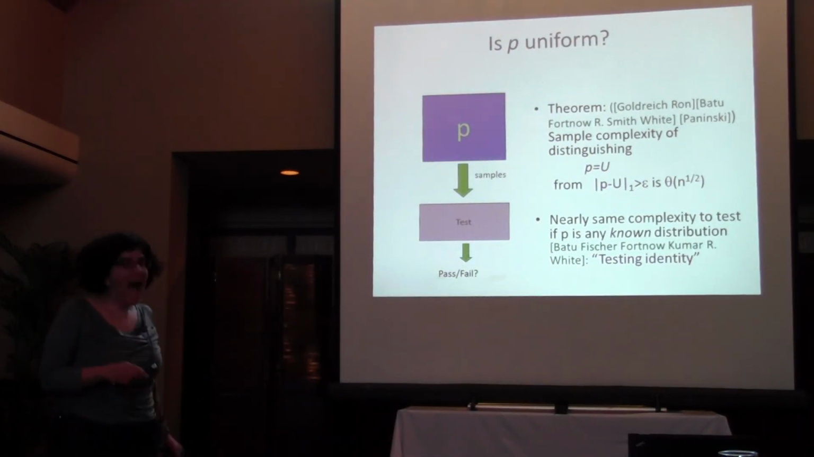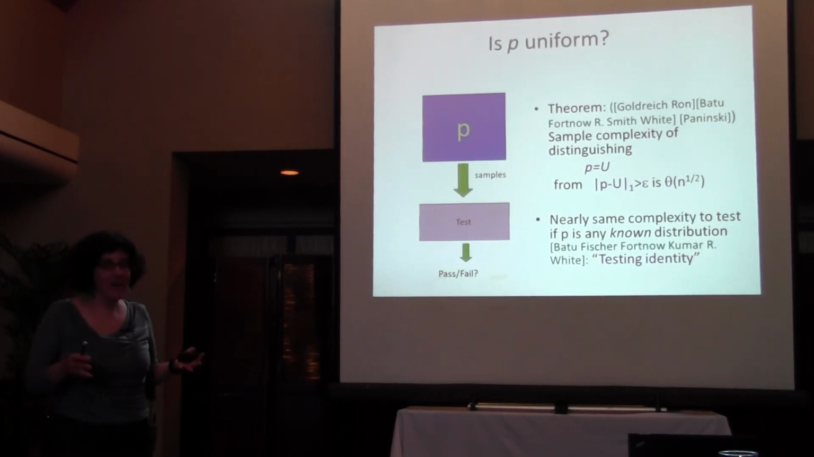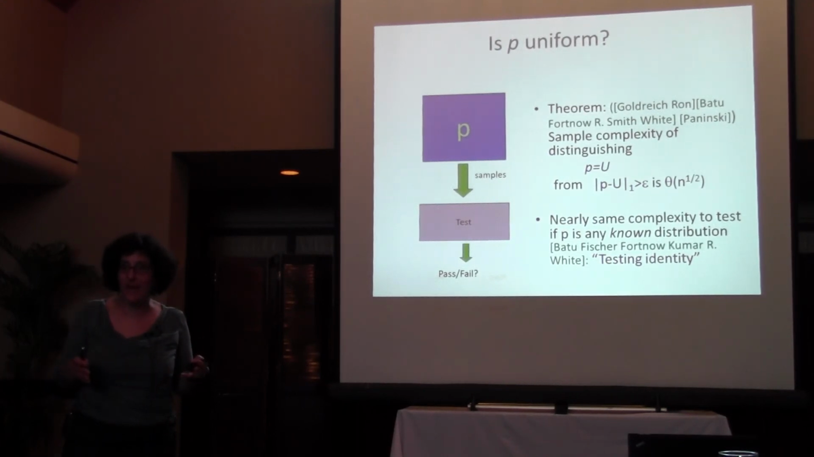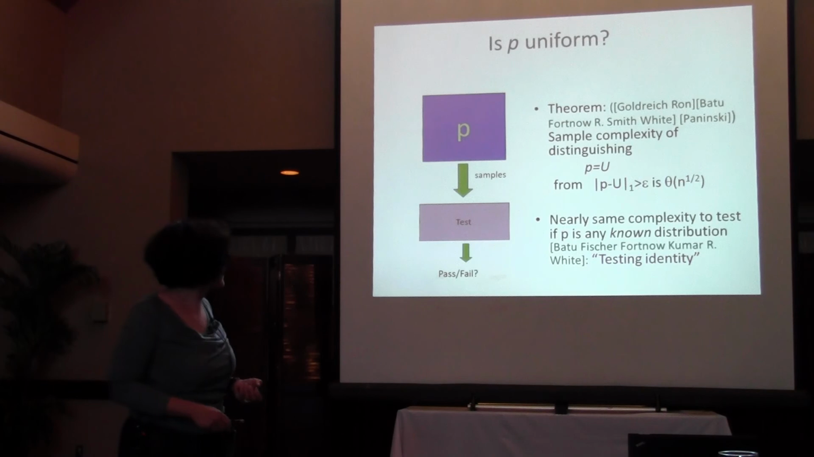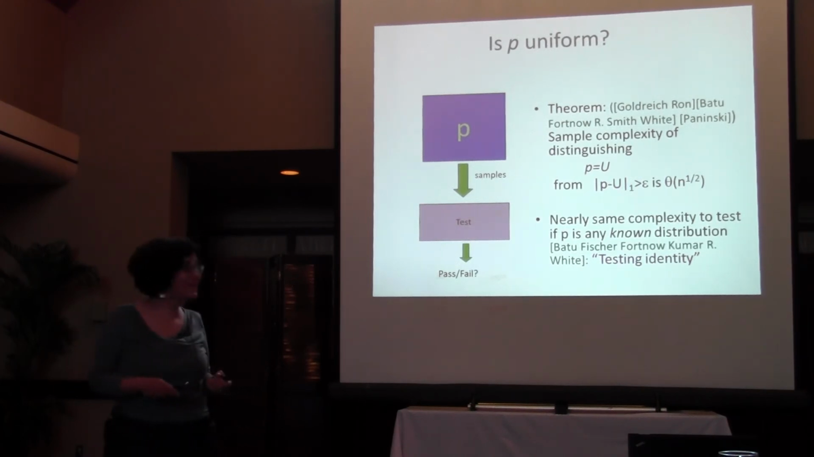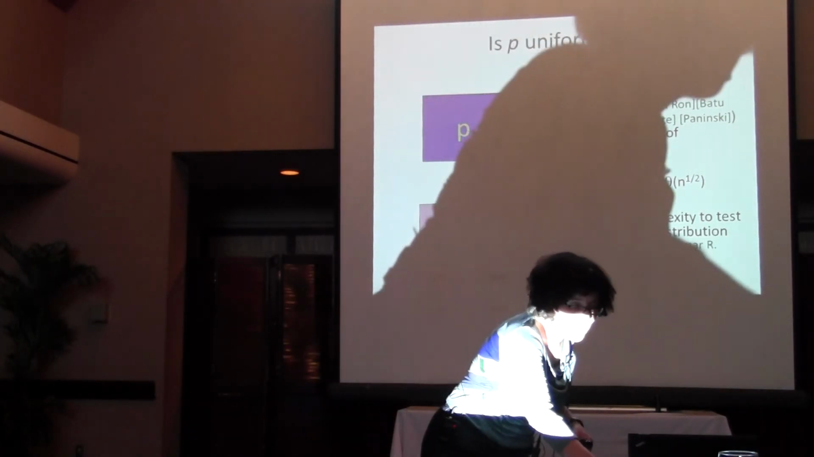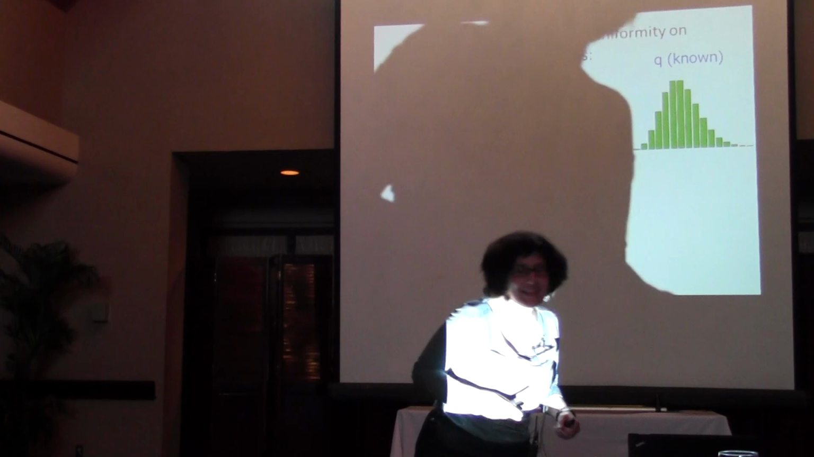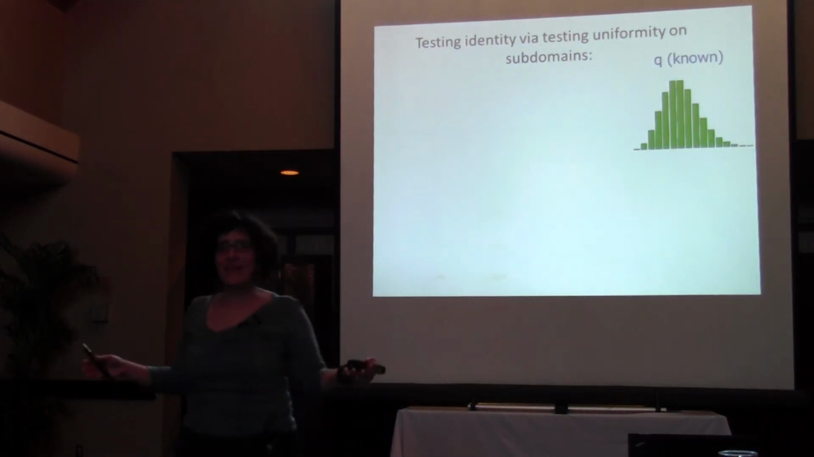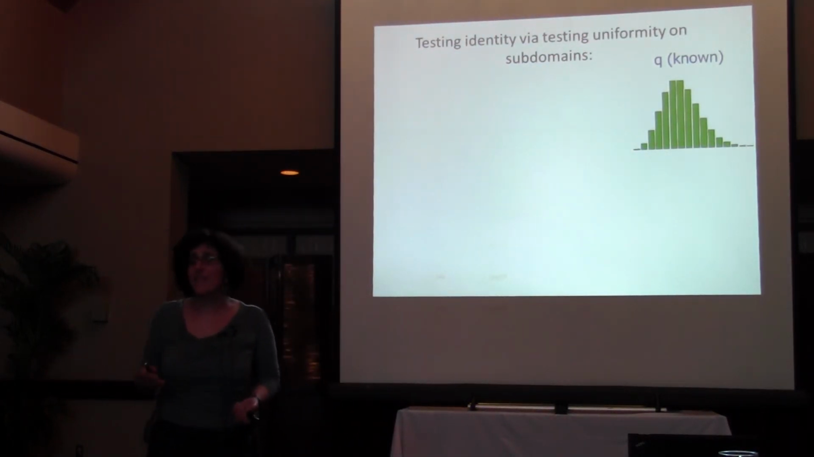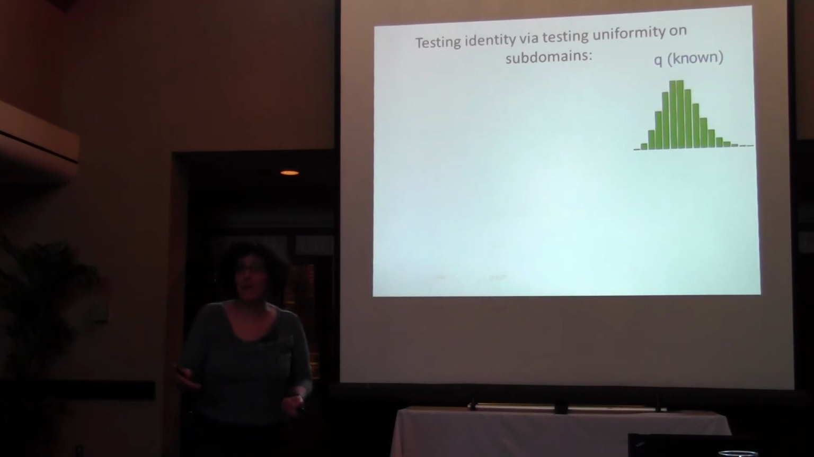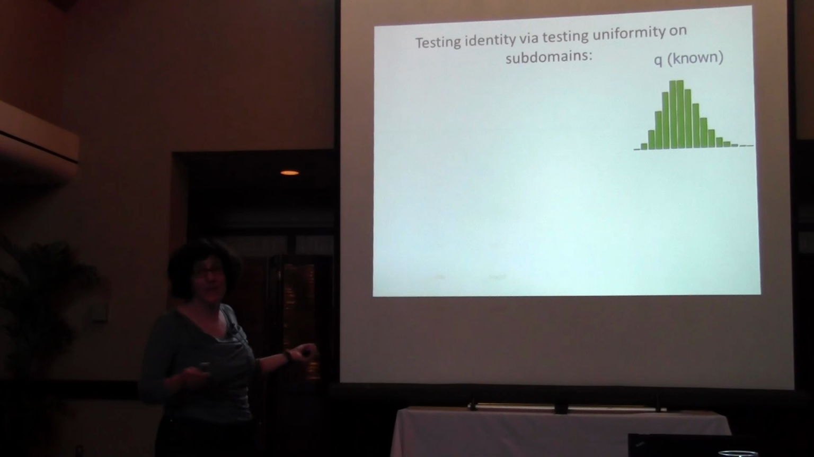Okay, so now we talked about the question of testing whether P is uniform or not. What about any other arbitrary distribution? It turns out that it's nearly the same complexity to test if P is any other known distribution. We'll call this testing identity. It's really just based on a reduction. If Q is some known distribution, I know its probability on every element. So let's say that's Q for now.